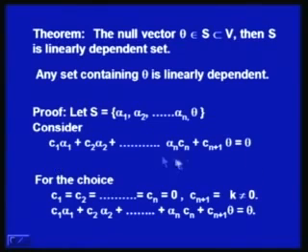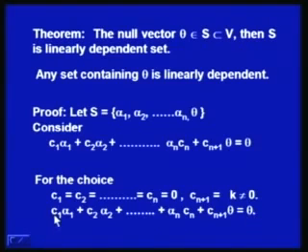Now I consider C1 equal to C2 equal to Cn equal to 0, and Cn plus 1 equal to k. Now this choice is possible. So if I consider Cn plus 1 equal to k, where k is not 0, and all the other coefficients are 0, then C1 alpha 1 plus C2 alpha 2 plus up to Cn alpha n plus Cn plus 1 theta is equal to 0.